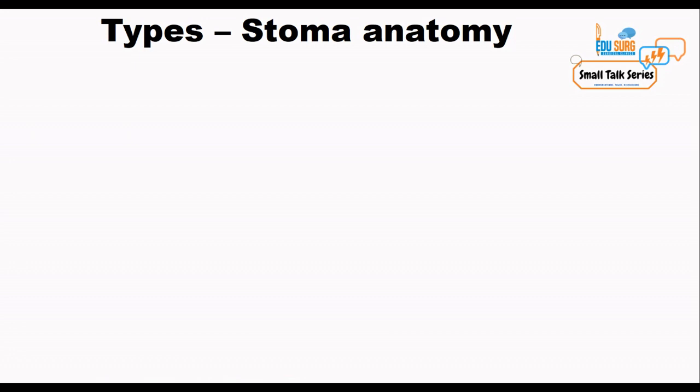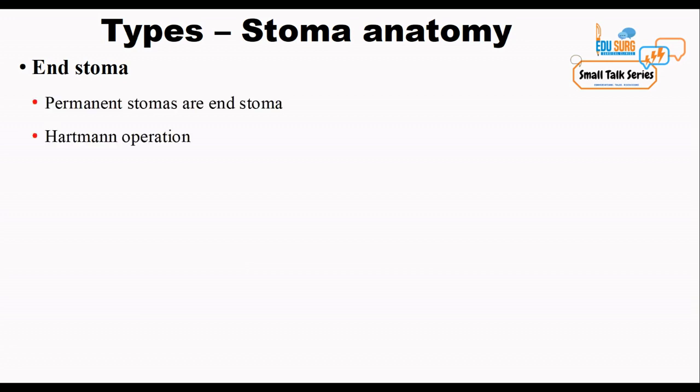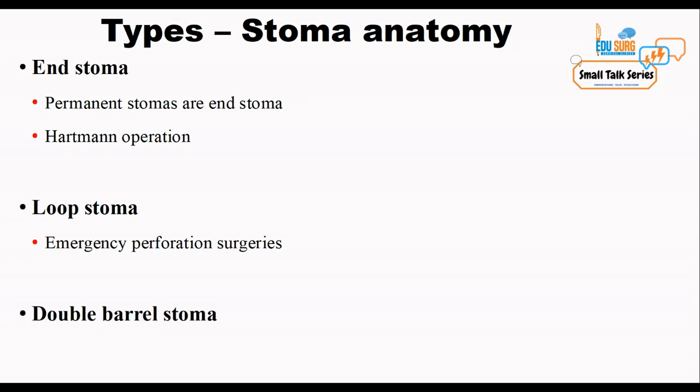Next are the types based on stoma anatomy, as in the structure and parts of the stoma. This can be an end stoma where only one loop is brought out, and these are usually permanent stomas, or a temporary stoma, as in Hartmann operation, which is also an end stoma. The second is a loop stoma. For example, in typhoid and tuberculosis perforation, when you bring out the perforated end, or in cases when you want to divert, such as ileotransverse anastomosis diversion or low colorectal anastomosis diversion, you bring out the transverse colon or the ileostomy as a loop stoma.